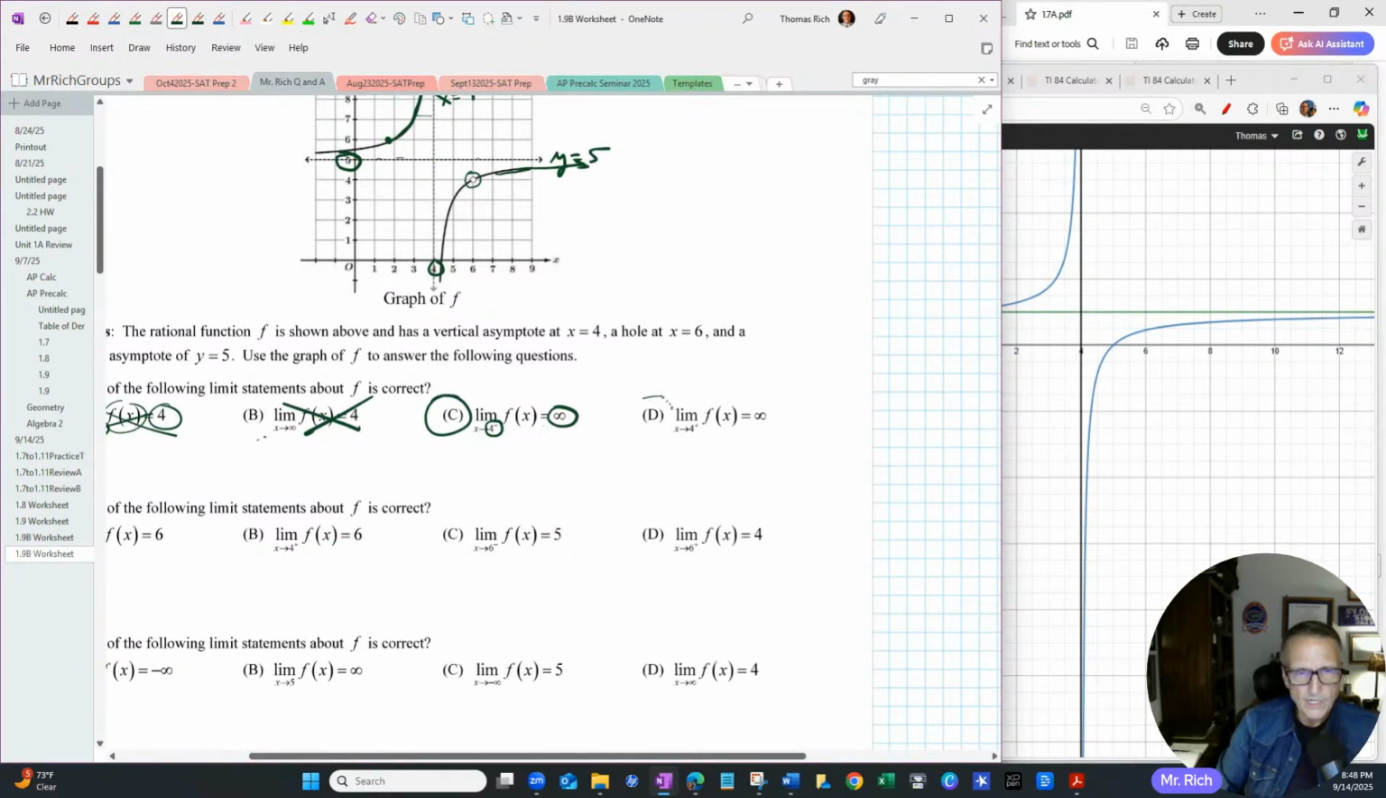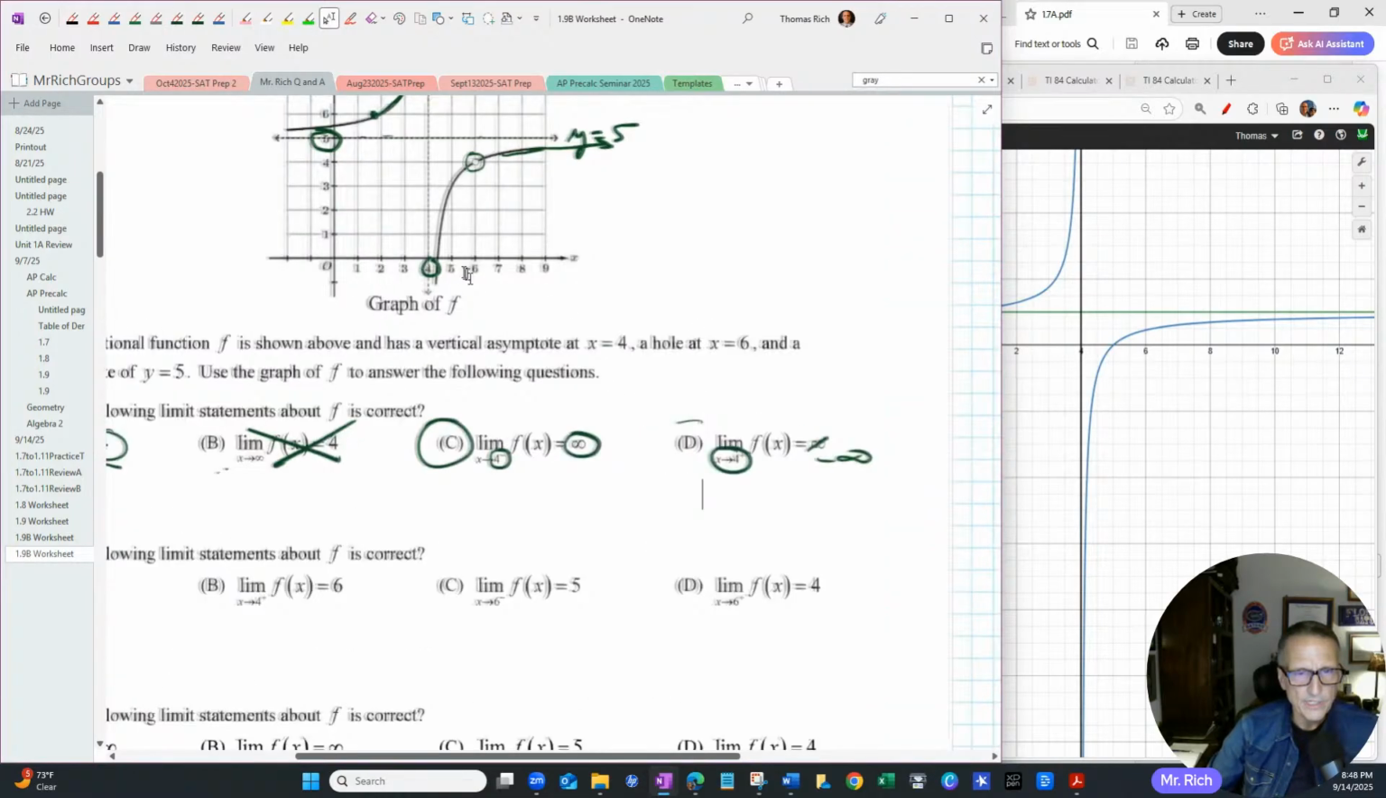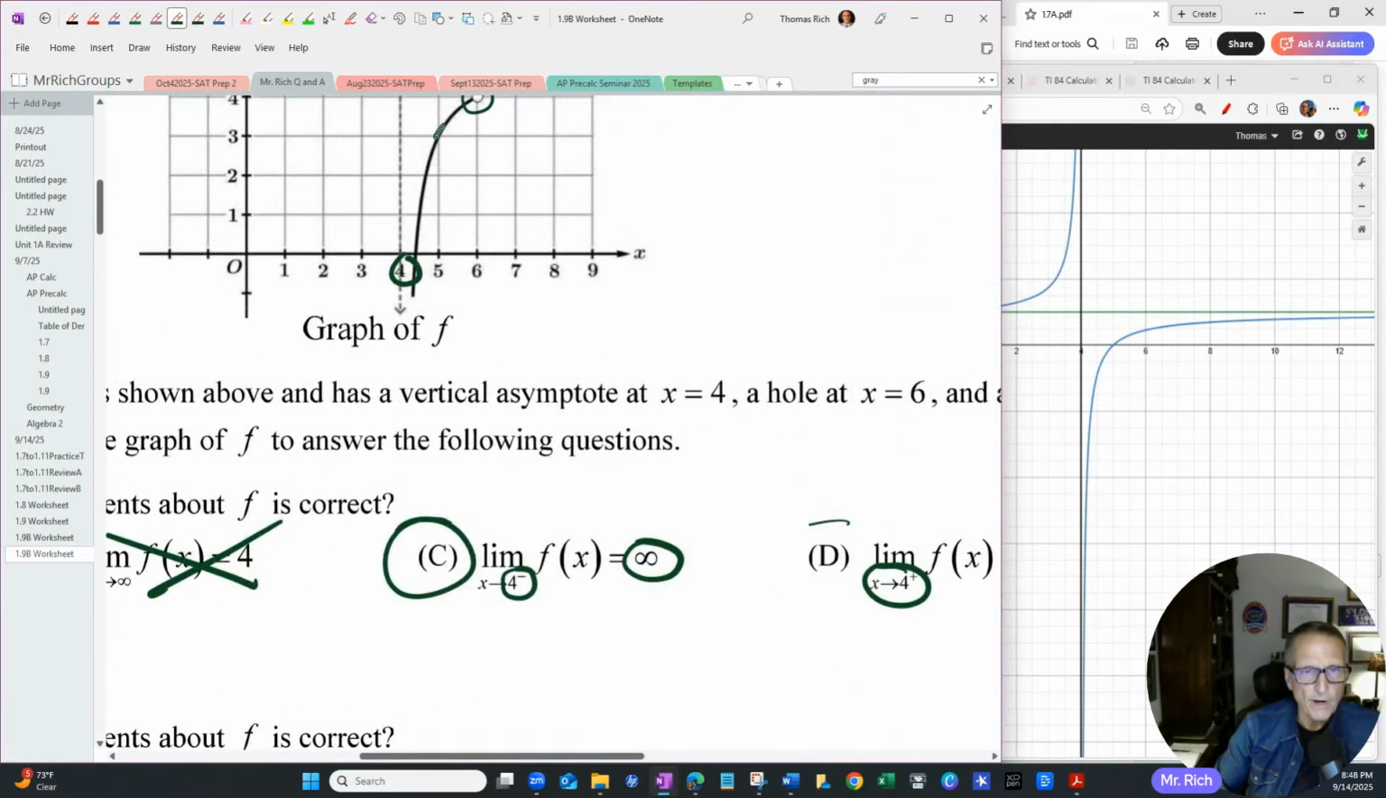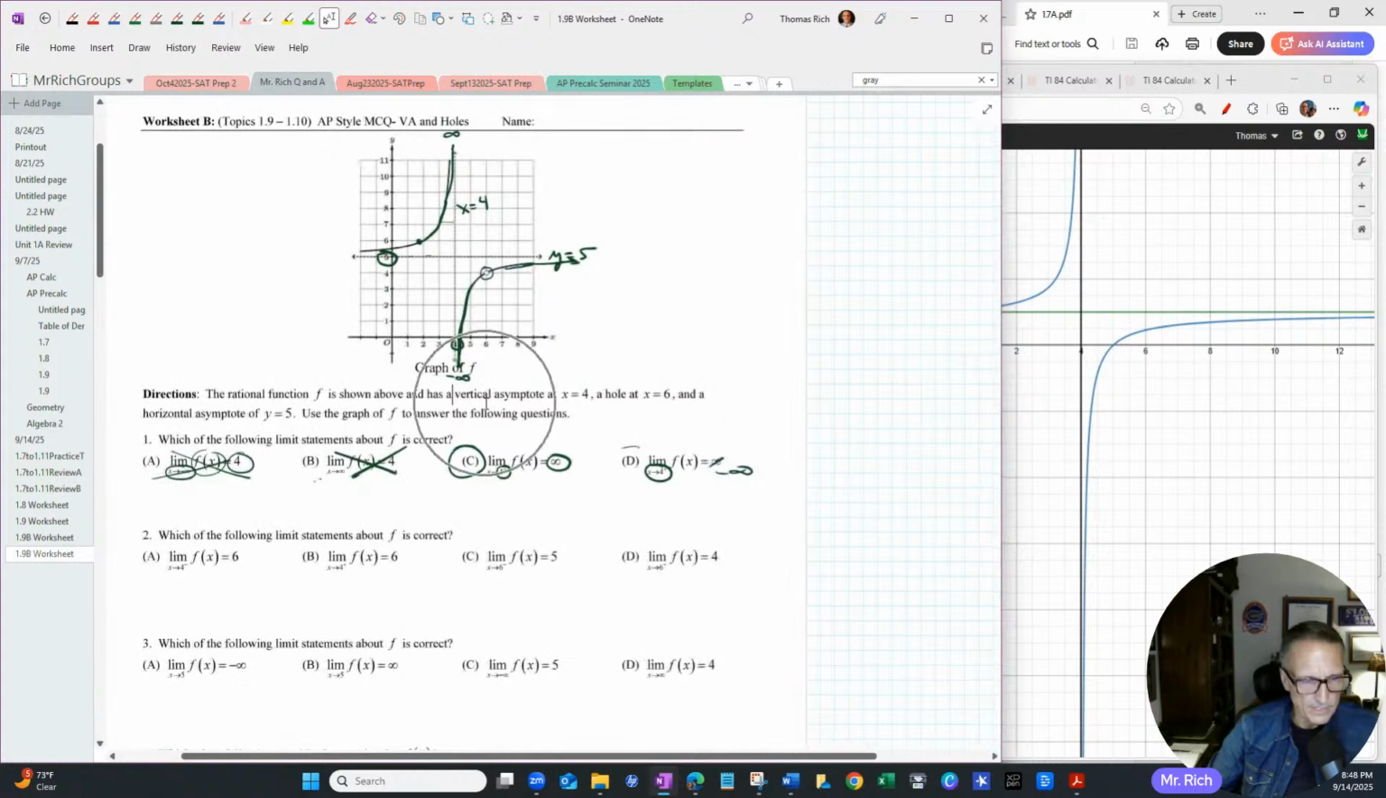This is false, D. It would be true if this was -infinity. Because as you approach 4 from the right-hand side, you can see that the function coming into 4 on the right-hand side of 4, it's diving down towards -infinity along the y-axis. Okay, so that is what that is all about there.